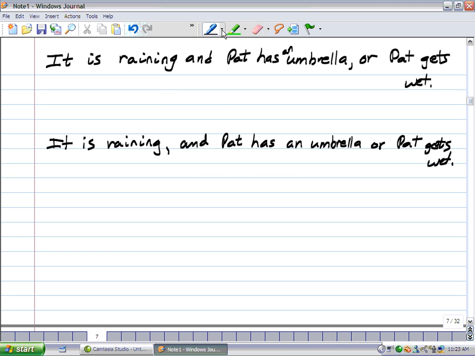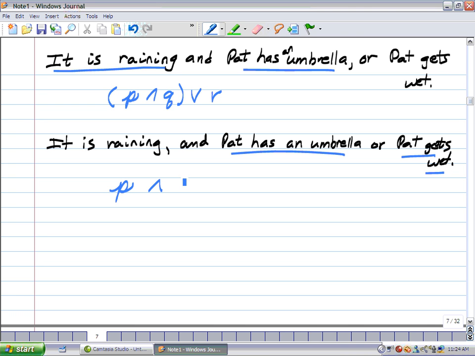Okay. And this one, the comma groups these two things together. So it is raining, it's P, and Pat has an umbrella, is Q, or Pat gets wet. So we are grouping the two together that are on the same side of the comma. Here we're putting Pat has an umbrella or Pat gets wet together. So it is raining, and then these two go together. Pat has an umbrella, or Pat gets wet.